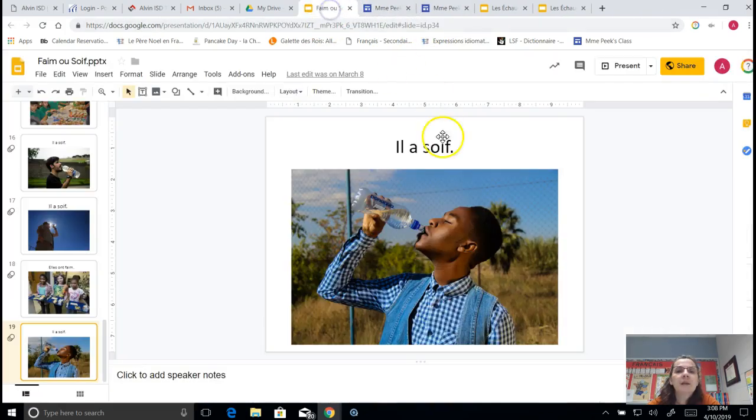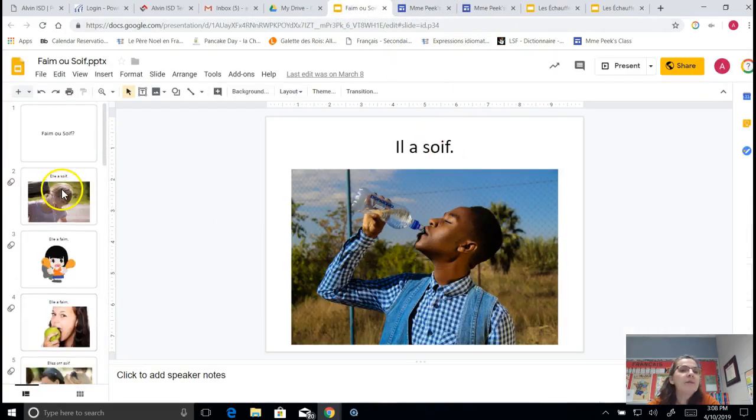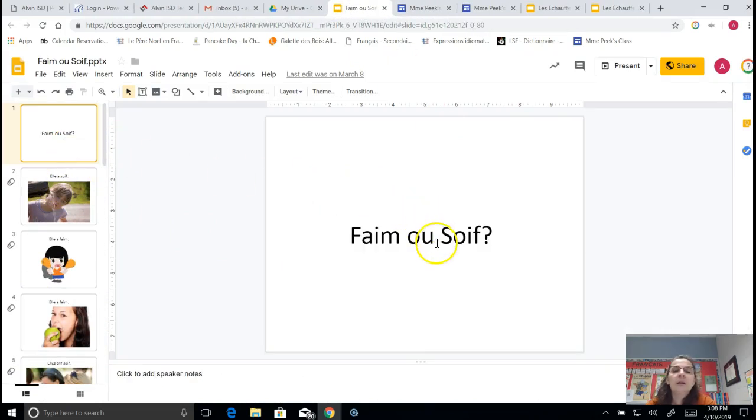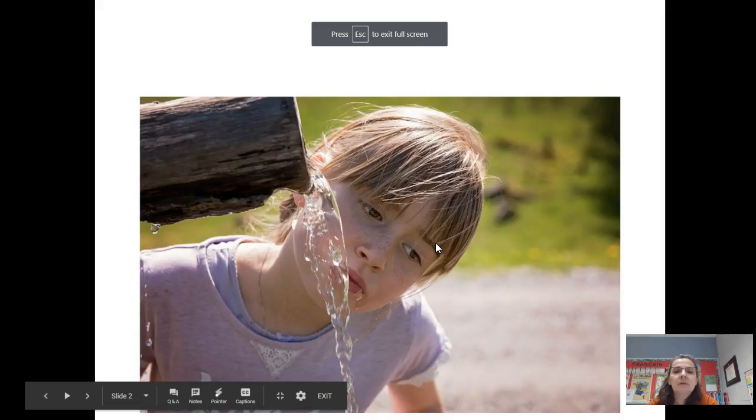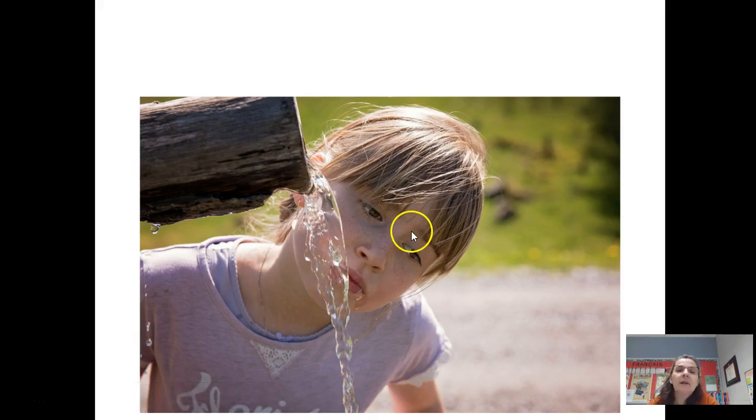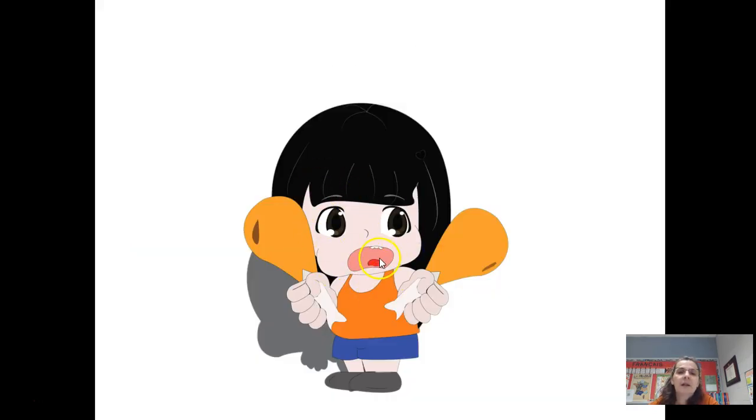we did one with the vocabulary. And I asked, comment est-elle? How is she? Then we decided if it was elle a faim ou elle a soif. Here again, elle a soif. Elle a faim.